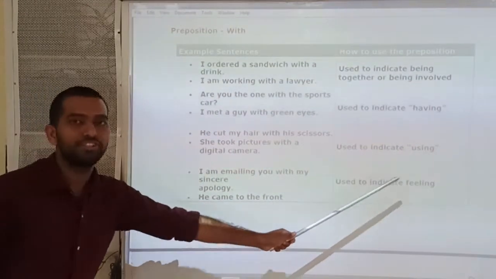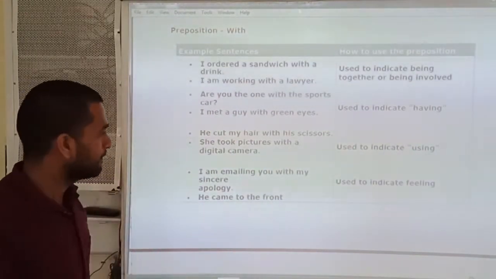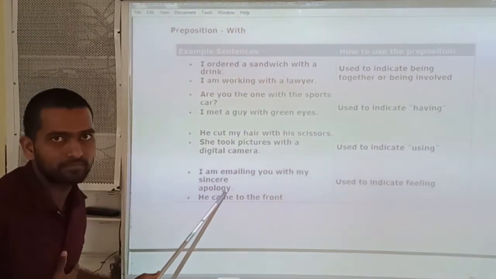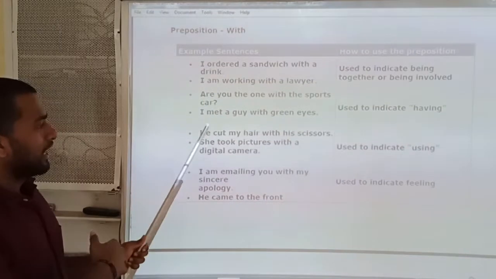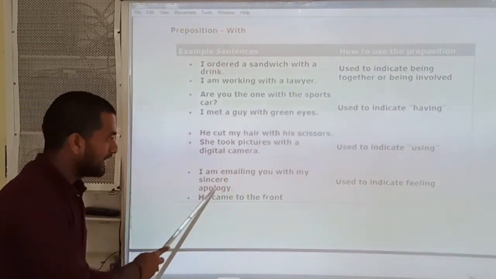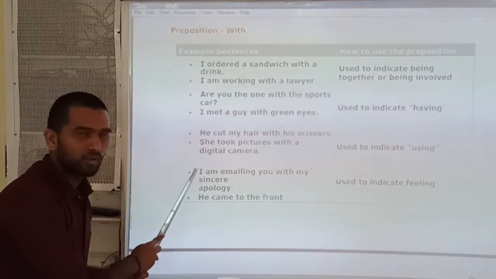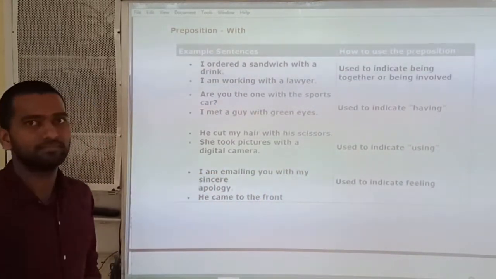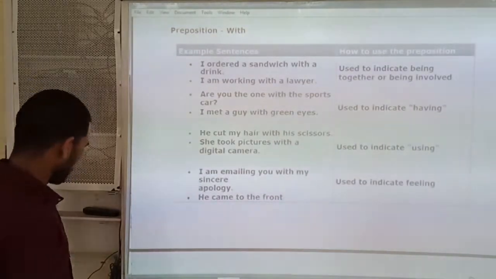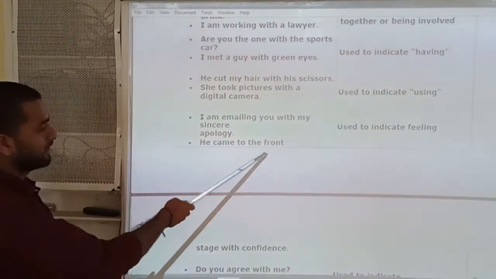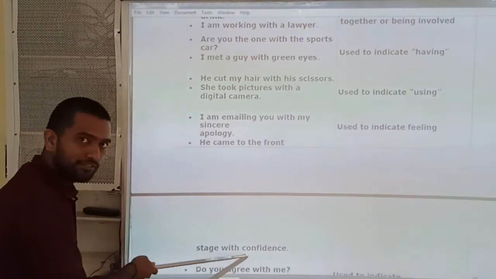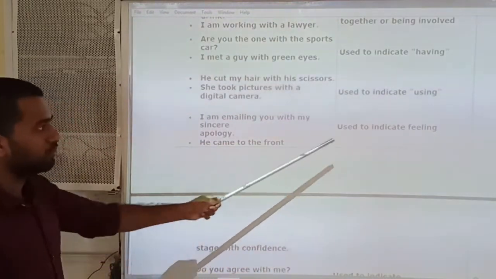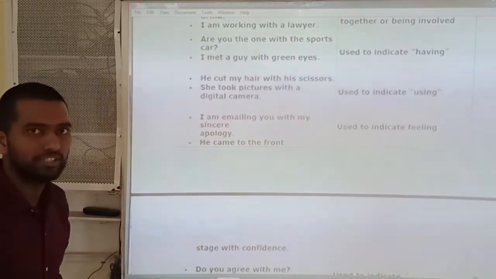Next, it is used to indicate a feeling. For example, I am emailing you with my sincere apology. Here, sincere apology is his feeling. So when we are indicating a feeling, we use the preposition with. Look at the second example: he came to the front stage with confidence. What is his feeling at this moment? He is very confident. So when we use it to indicate feeling, we use the preposition with.